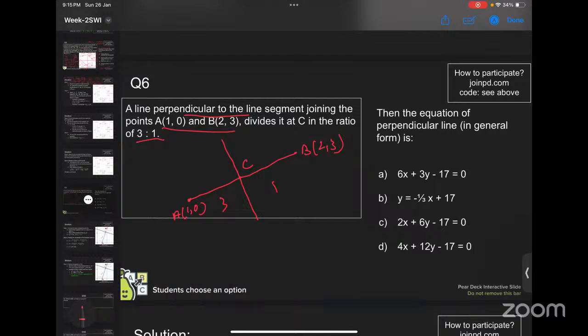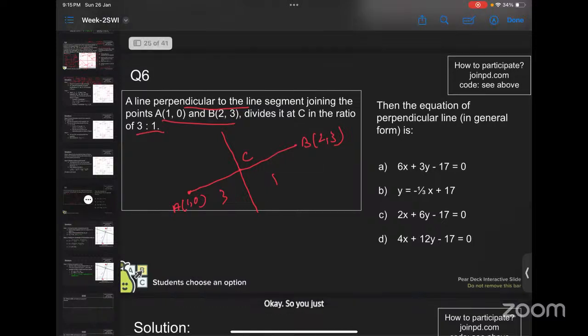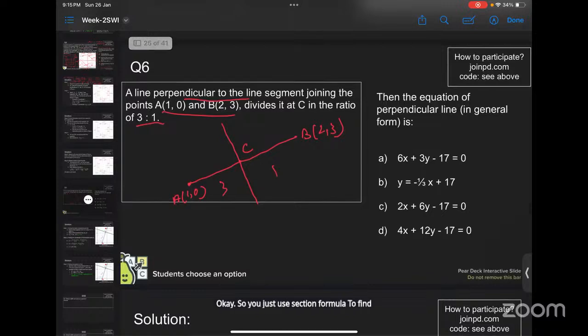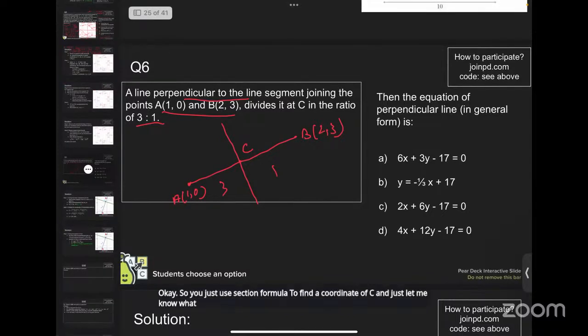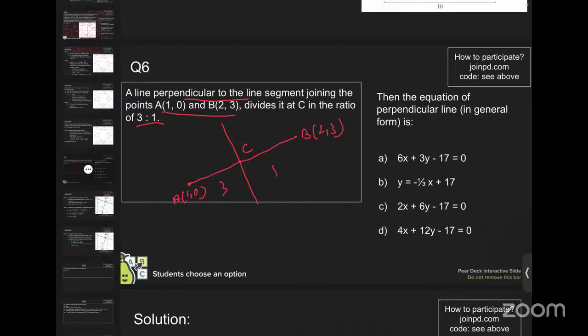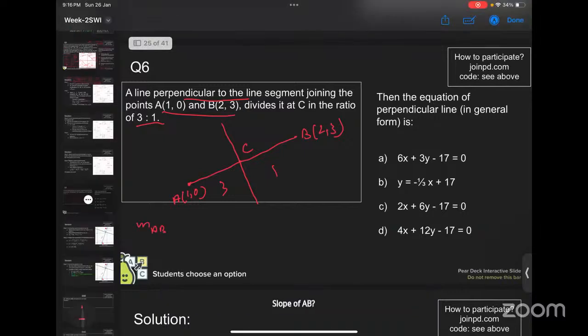Okay. So you just use the section formula to find the coordinate of C and just let me know what is the slope of the line. Slope of AB? Slope of the line is -1/3. Okay, so we have B (-1, 3) minus 0. So it's 1/3, right?